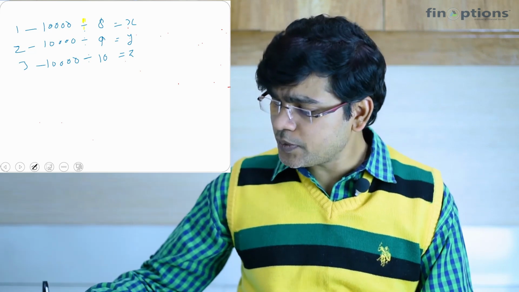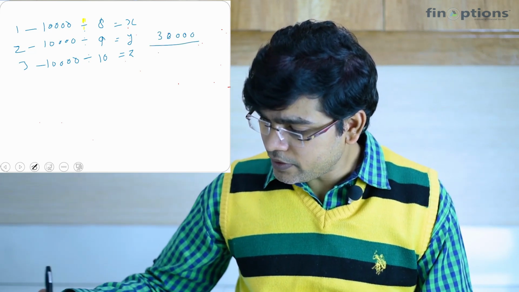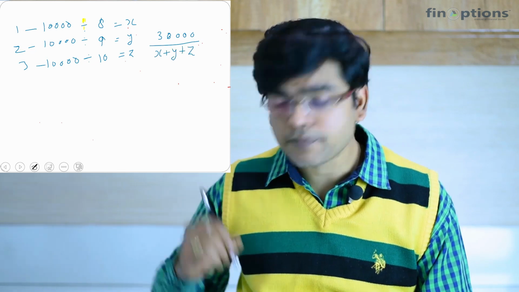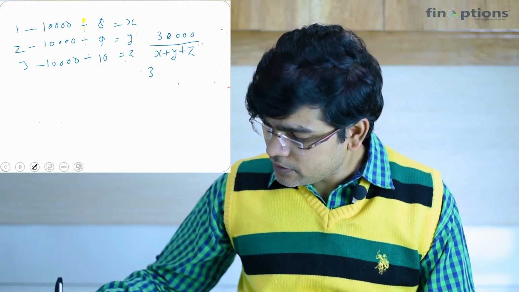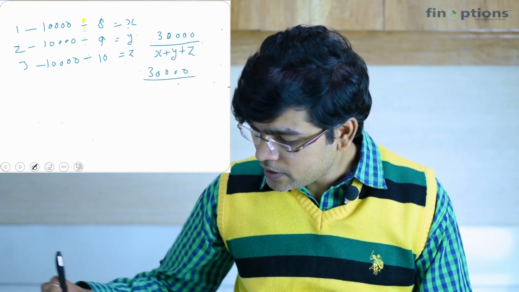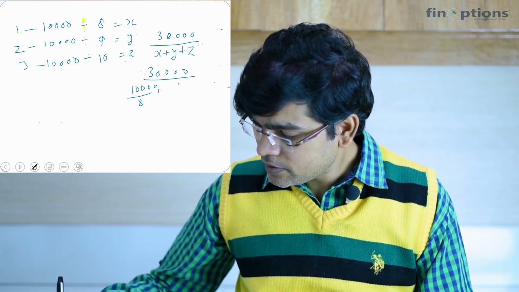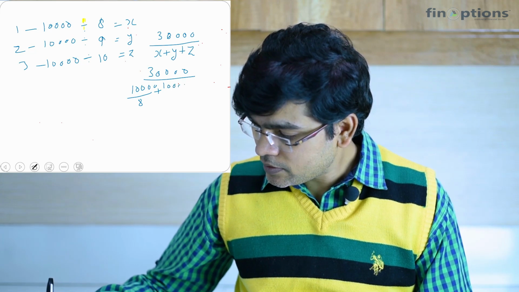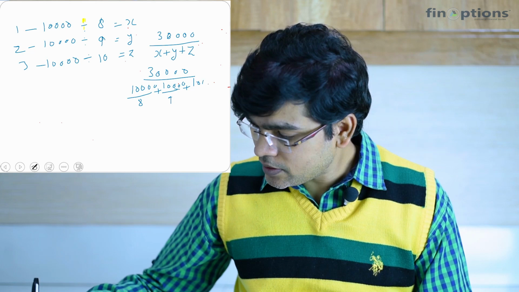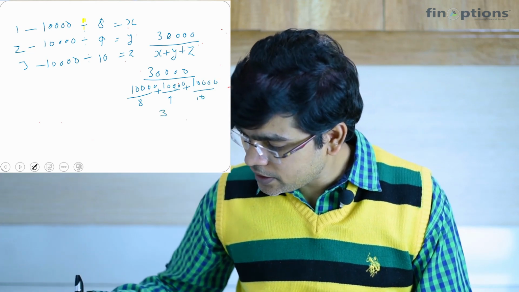So the average cost per unit will be 30,000 divided by x plus y plus z. Or let's say 30,000 divided by 10,000 by 8 plus 10,000 by 9 plus 10,000 by 10. You take 10,000 common, it is 3.